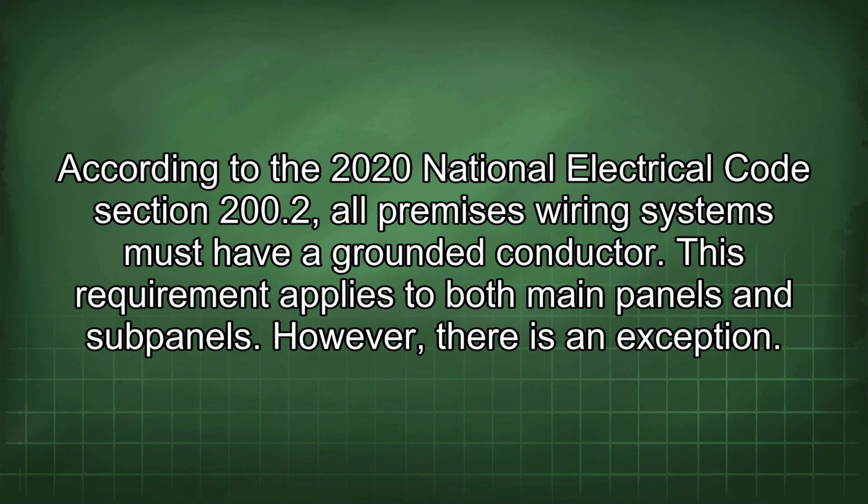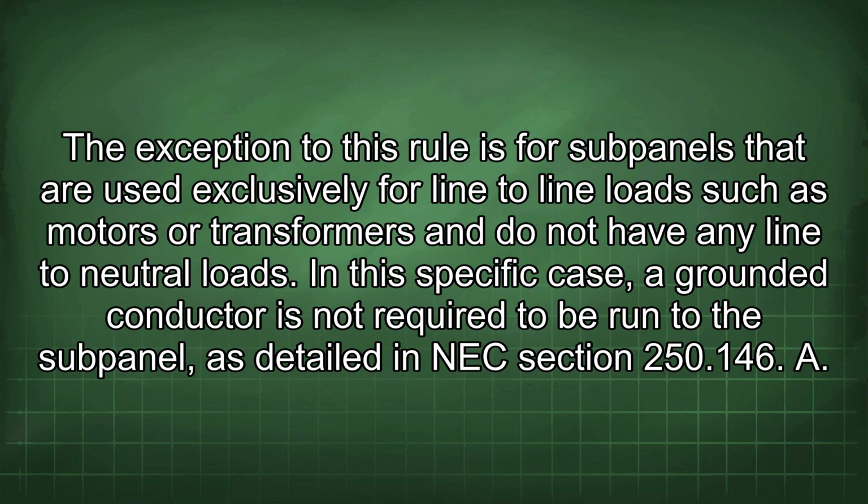According to the 2020 National Electrical Code Section 200.2, all premises wiring systems must have a grounded conductor. This requirement applies to both main panels and subpanels. However, there is an exception. The exception to this rule is for subpanels that are used exclusively for line-to-line loads such as motors or transformers and do not have any line-to-neutral loads.